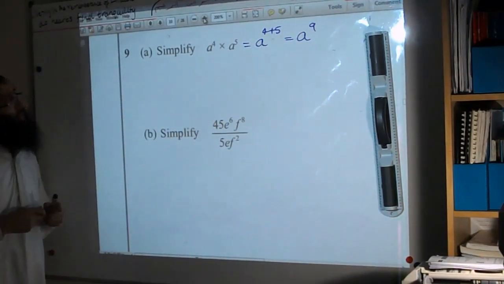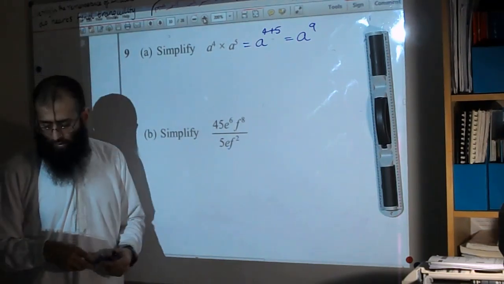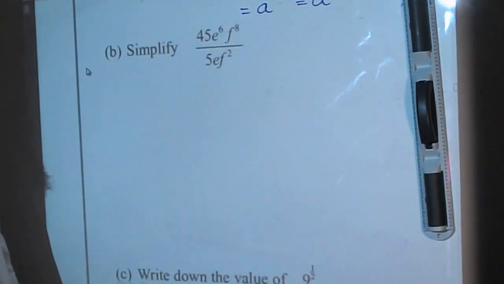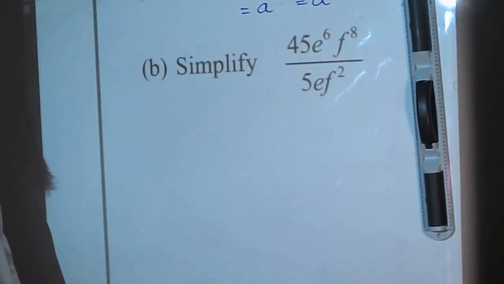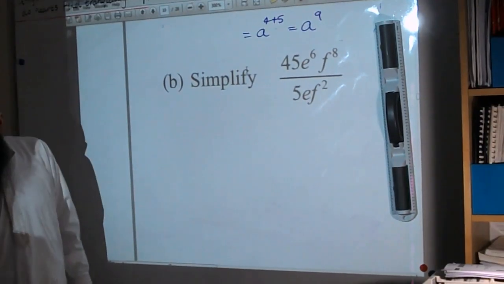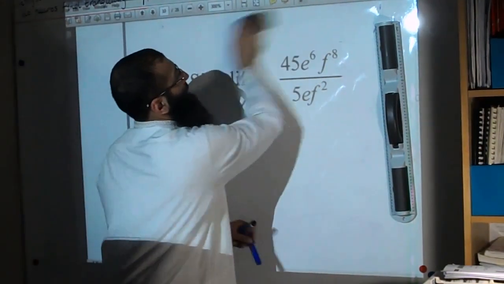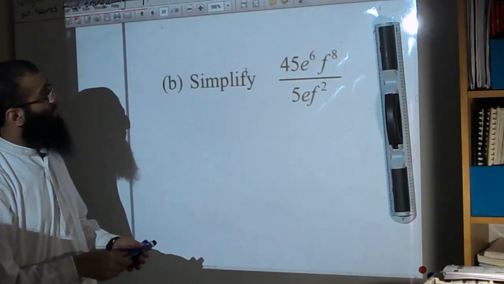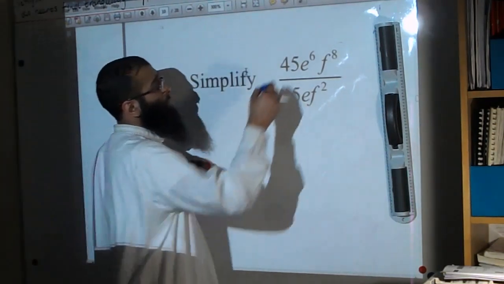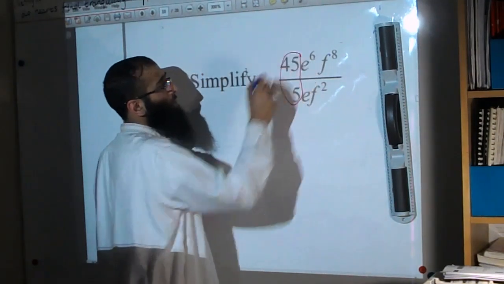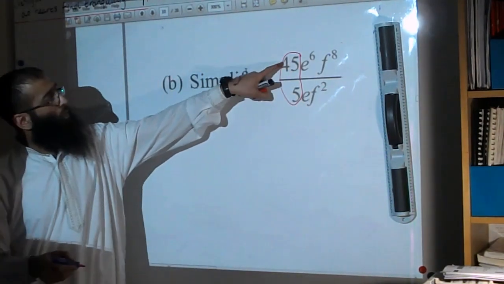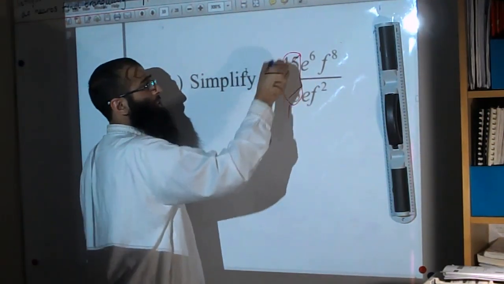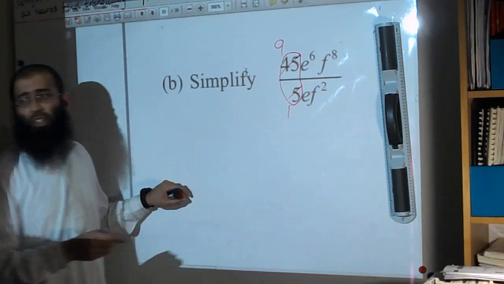Lovely. Okay. Now, this is the next simplify. I'm going to move it up. I'm going to make it bigger. Now, this one has division in as well. So let's have a look. We have here 45 and 5. What is 45 divided by 5? 9. So if you divide this by 5 it is 1, if you divide this by 5 it will give you 9. Next we have e to the 6.